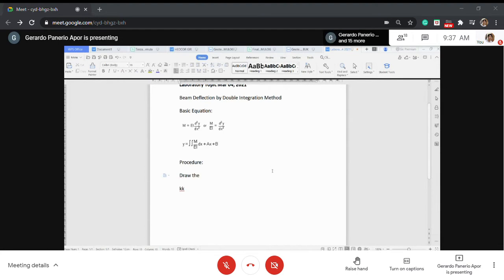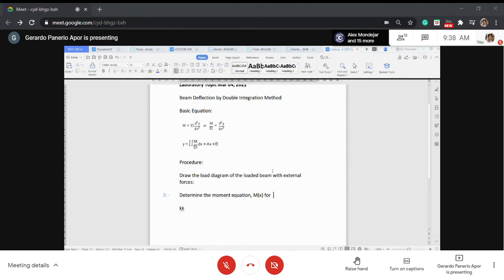Okay, so draw the load diagram of the loaded beam with external forces. Okay, so that's it. The second, the most important, is to determine the moment equation. Moment equation as a function of x. Capital M, and we have here that means it's a function of x.